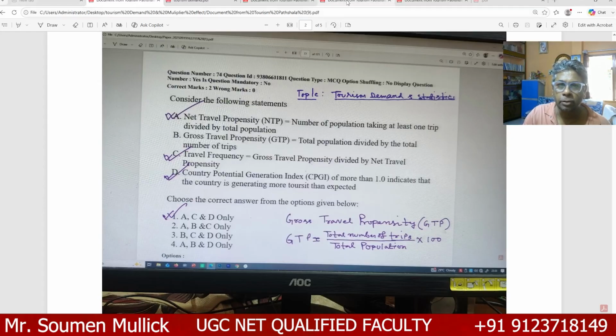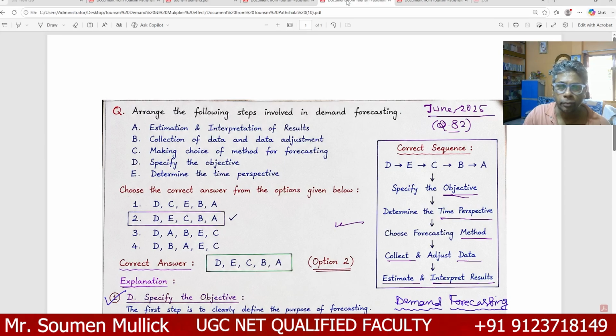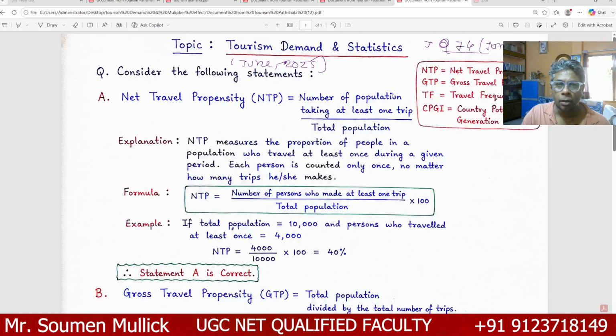Now come to the question. Okay, the first statement, net travel propensity. The net travel propensity equals number of population taking at least one trip by total population. Net travel propensity measures the proportion of people in a population who travel at least once during a given period. Each person is counted only once, no matter how many trips he or she makes.